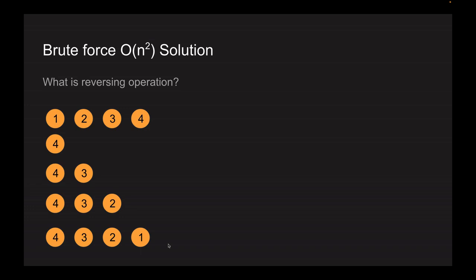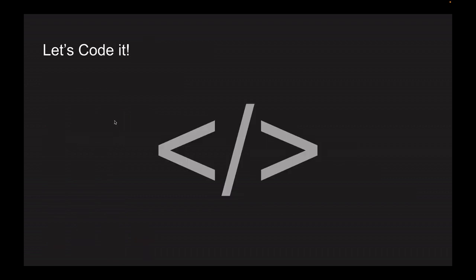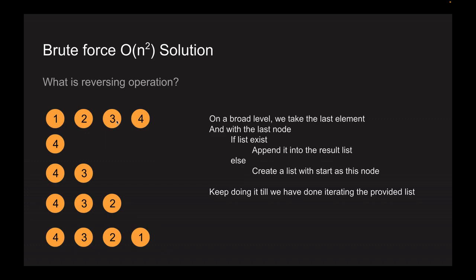Quite simple. Yeah. So while putting it down on a broad level, we are doing nothing but taking the last node, and if we have the existing list, we are appending it to the existing list. As in case of three, we took three and appended into the list. If the list does not exist, then we create a list with a 4 or with a node which we provided as a starting of the list.